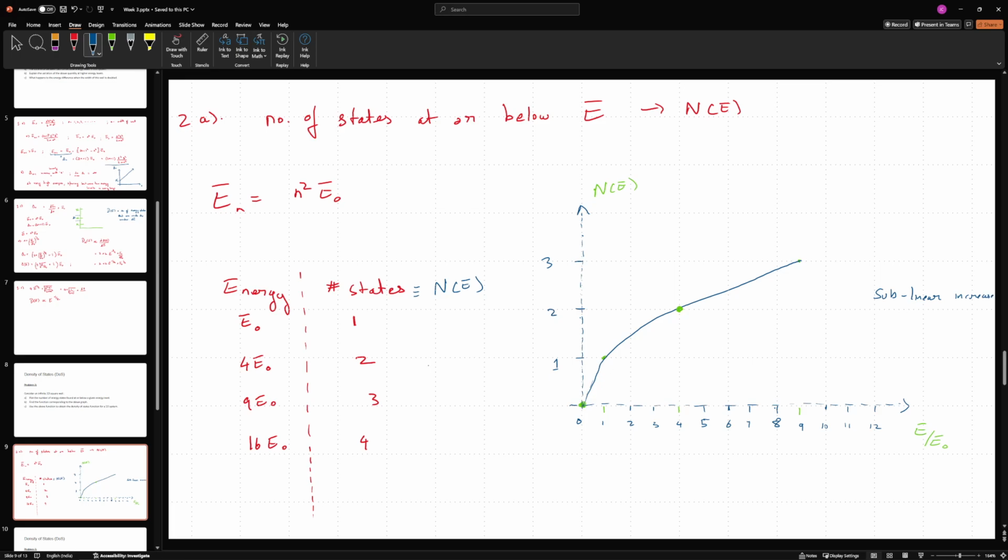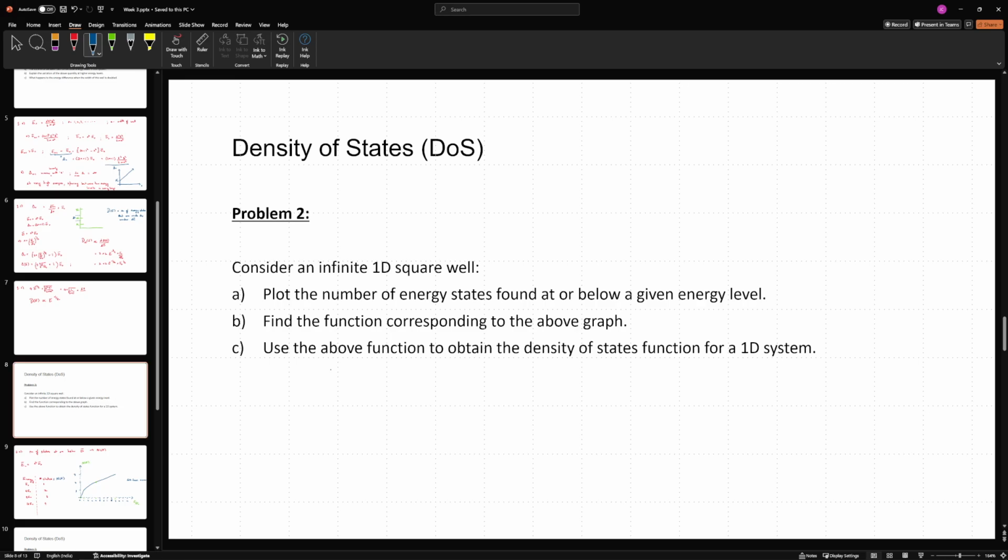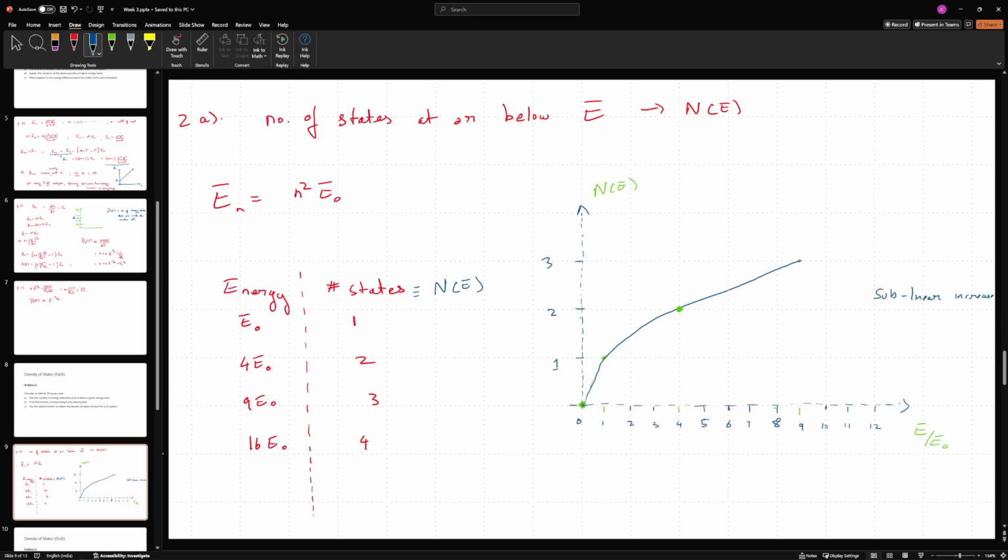Okay, so now part B is to find the function. Essentially, I need to fit a curve over here. And the curve, I hope you can see it. At 1 it is 1, at 4 it is 2, at 9 it is 3. So essentially, let me just move over to the next slide.